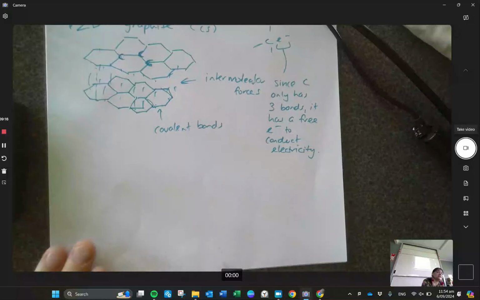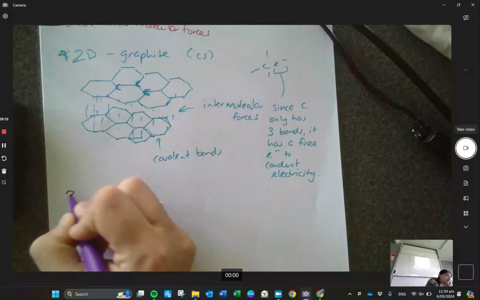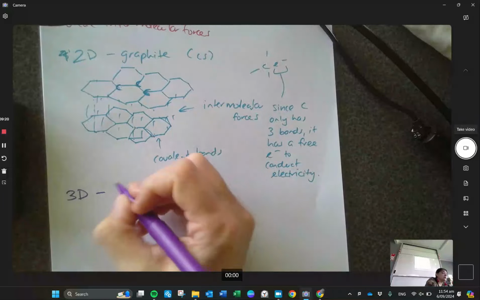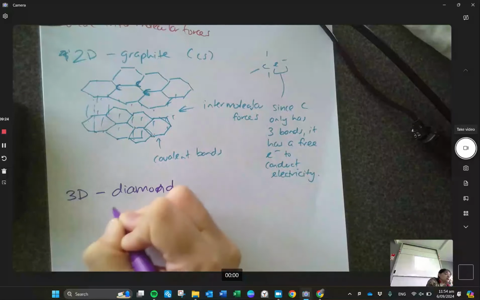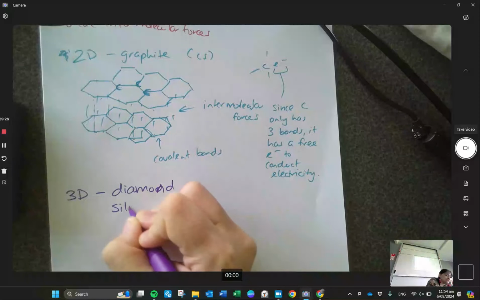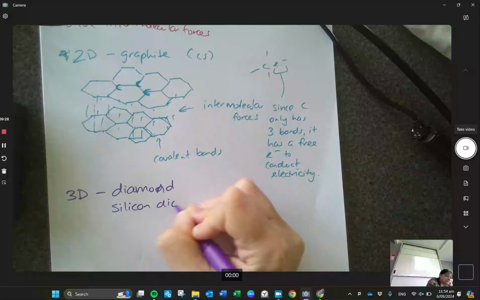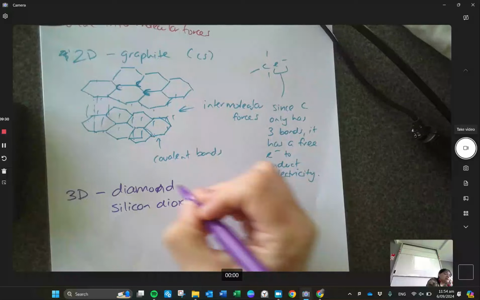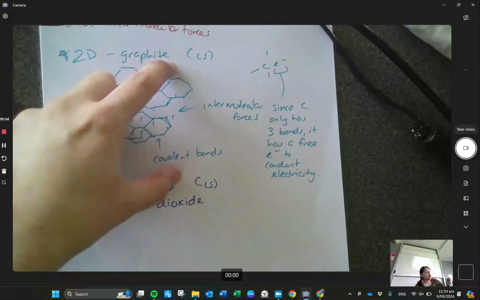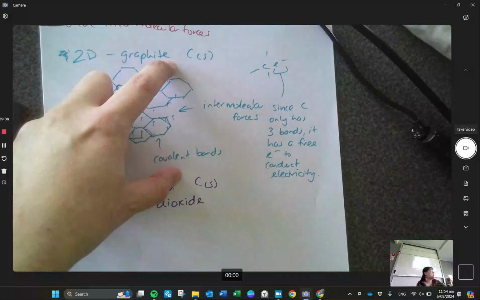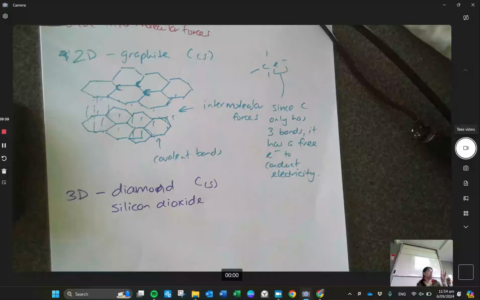All right, last thing that they can ask you is about the 3D covalent networks. So that one is going to be diamond. It also often is silicon dioxide. So again, diamond would be shown as carbon solid. So both of these are carbons. They're different allotropes of each other because they're just different structure and bonding patterns.